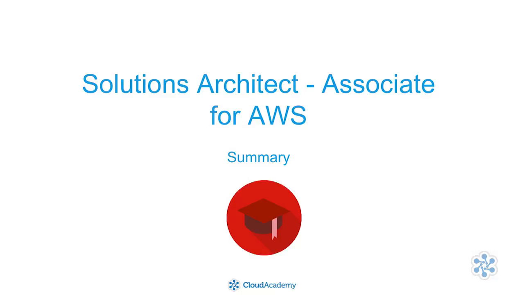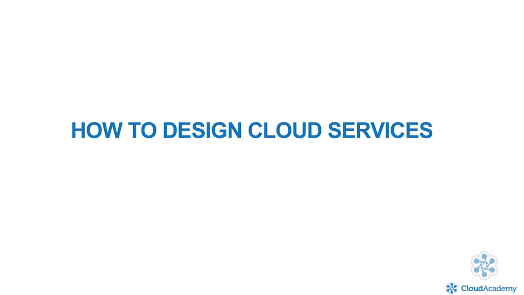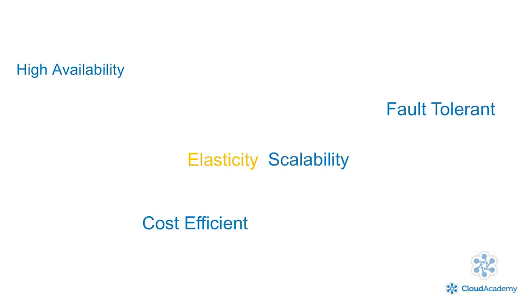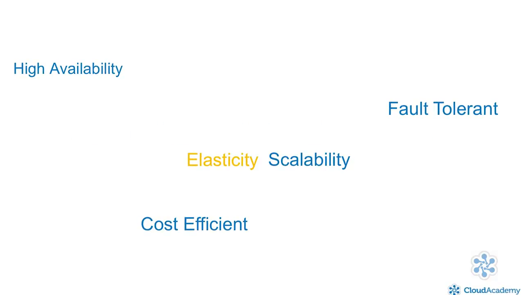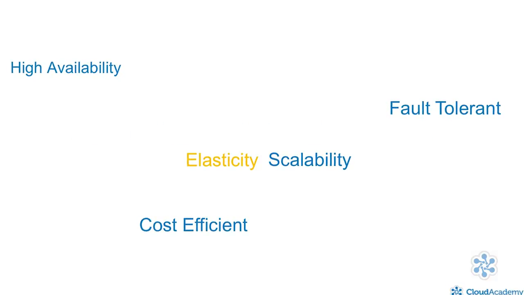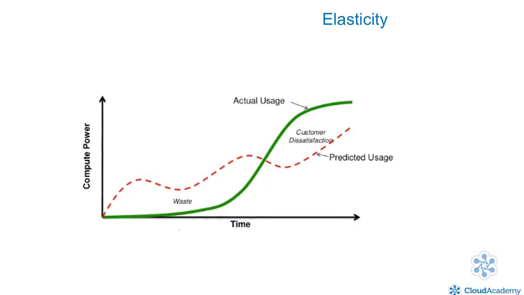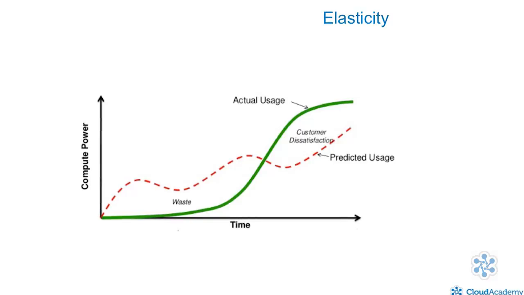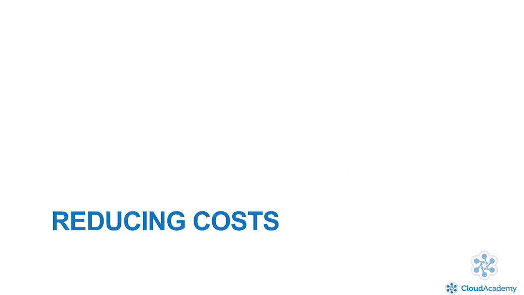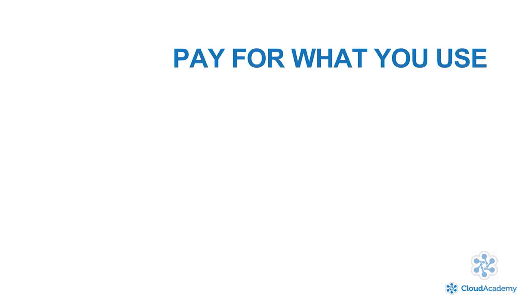Hi, and welcome back. We've covered a good body of knowledge in this Solutions Architect Associate learning path. We learnt how elasticity and scalability help us design cloud services, and how AWS provides the ability to scale up and down to meet demand, rather than having to provision systems on estimated usage, and how that ability increases our agility and reduces our cost, as we only pay for what we use.